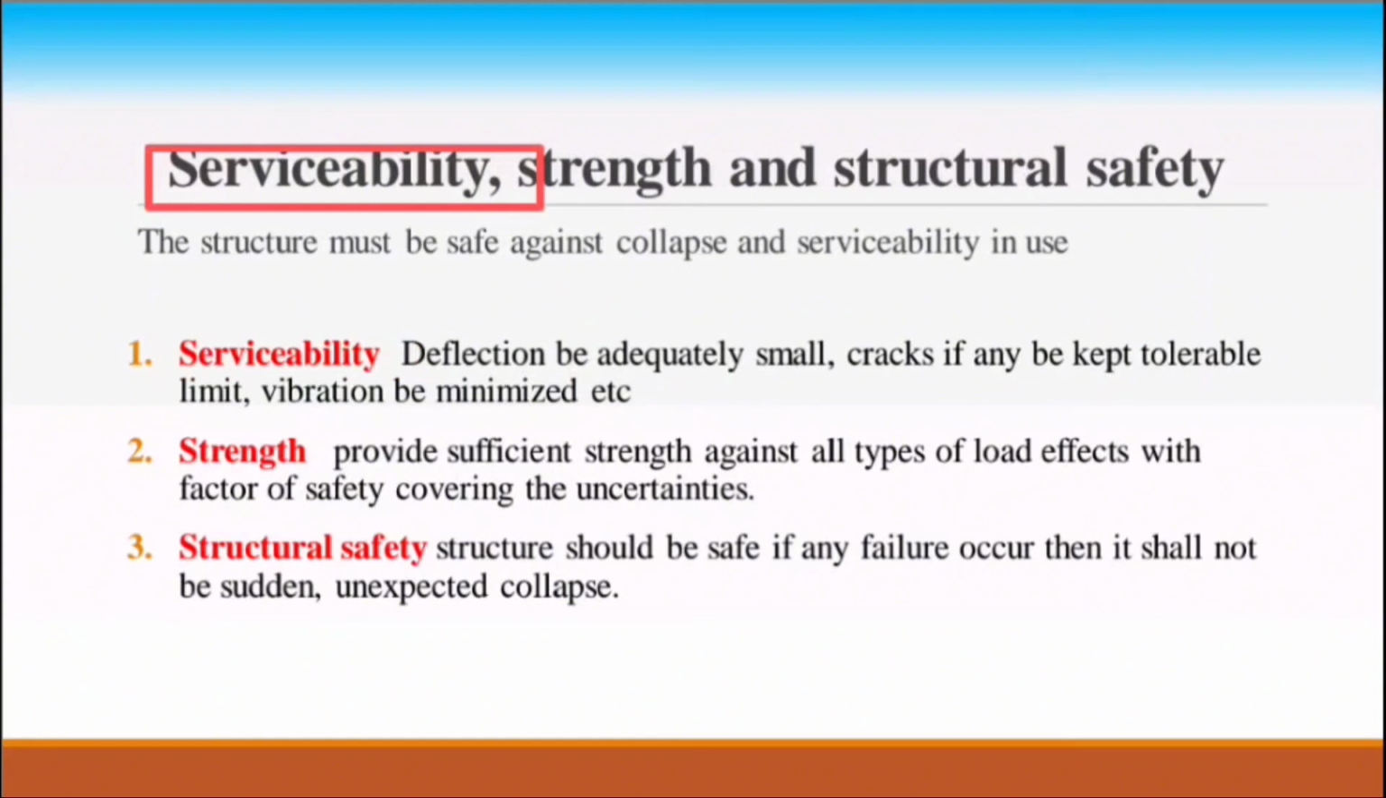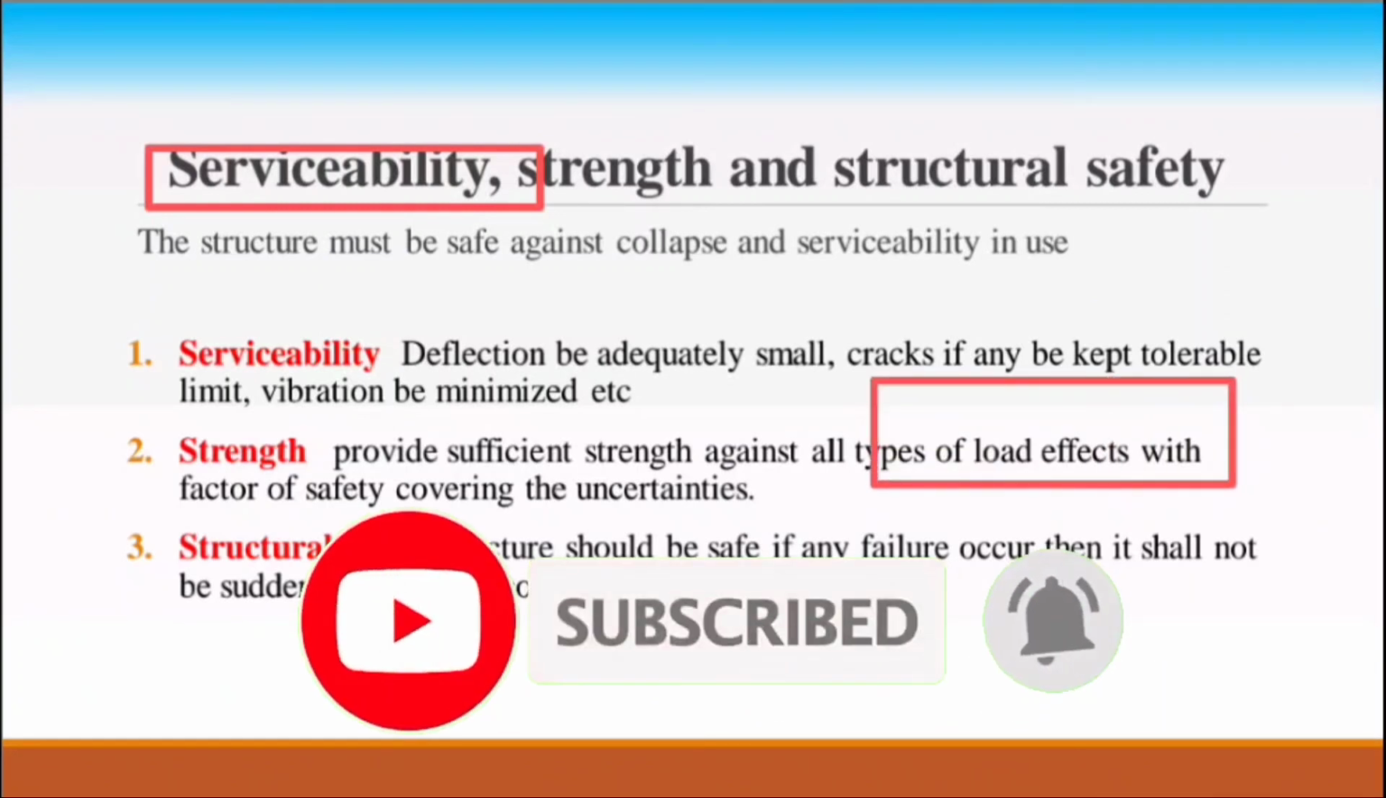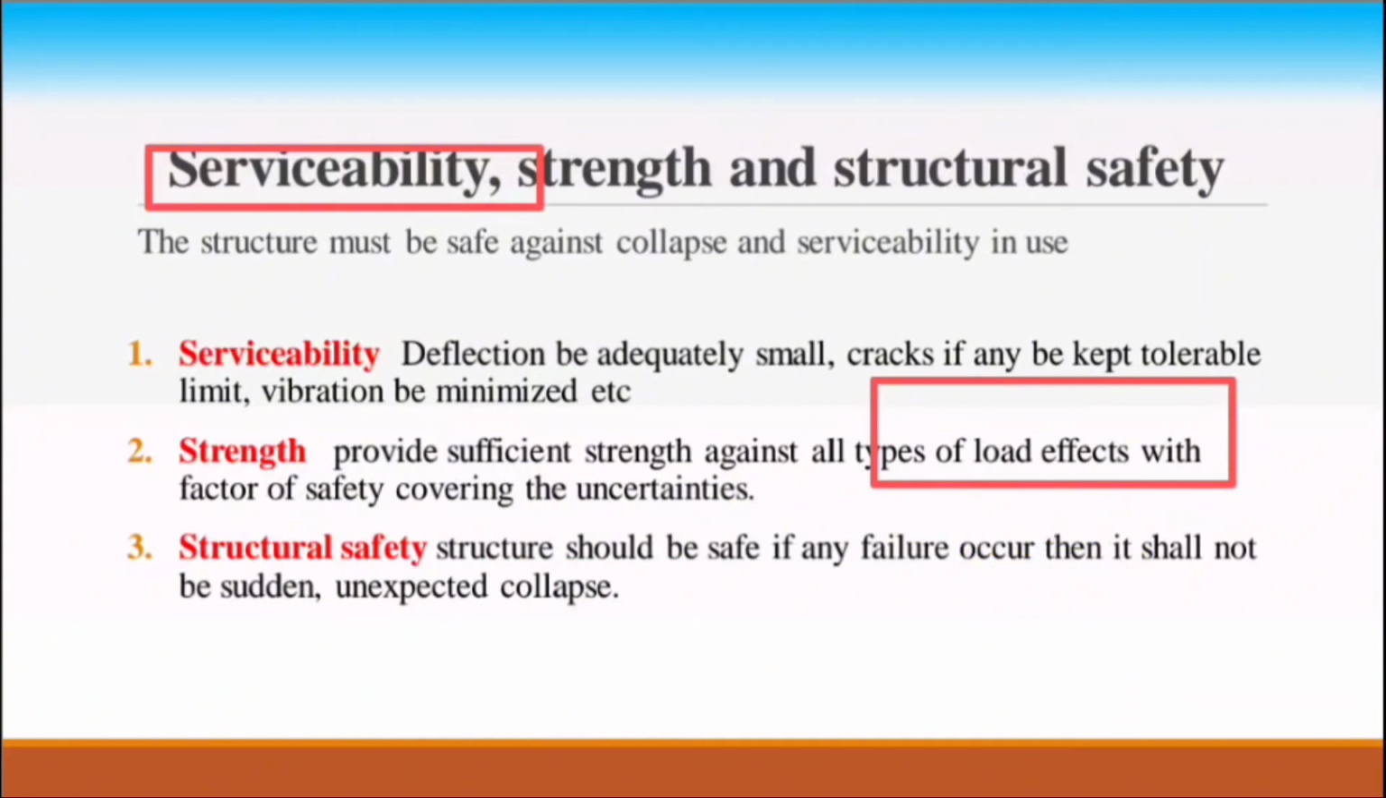Number two is strength. Any structural system should provide sufficient strength against all types of load effects. That includes axial forces, different types of moments in 3D and 2D, axial stresses, compressive stresses, and bending and shear stresses. It should provide sufficient resistance against the load effect from the service load, applying a factor of safety to cover uncertainties. So there may be chances of uncertainty.